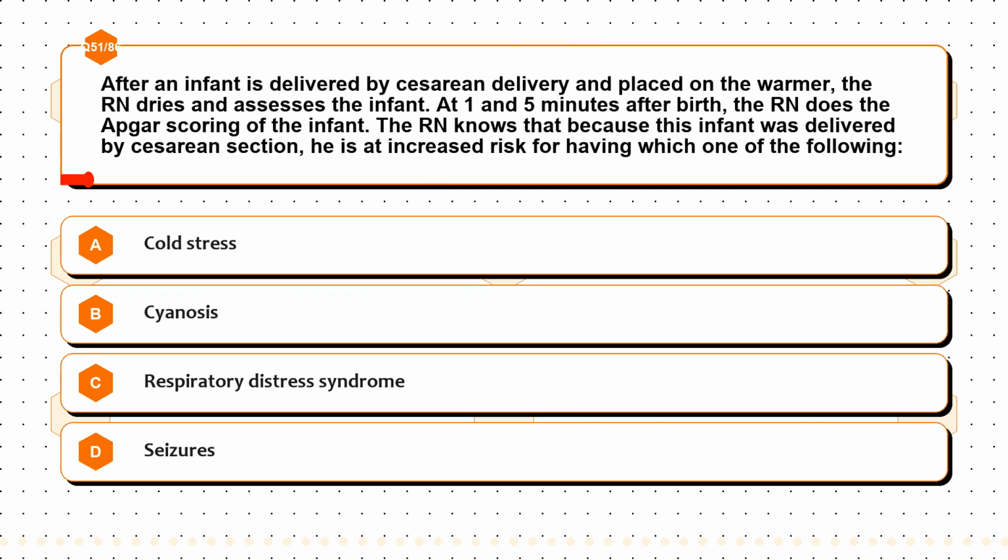Question 51. After an infant is delivered by cesarean delivery and placed on the warmer, the RN dries and assesses the infant. At 1 and 5 minutes after birth, the RN does the APGAR scoring of the infant. The RN knows that because this infant was delivered by cesarean section, he is at increased risk for having which one of the following? Here are the options. Option A. Cold stress. Option B. Cyanosis. Option C. Respiratory distress syndrome. Option D. Seizures.